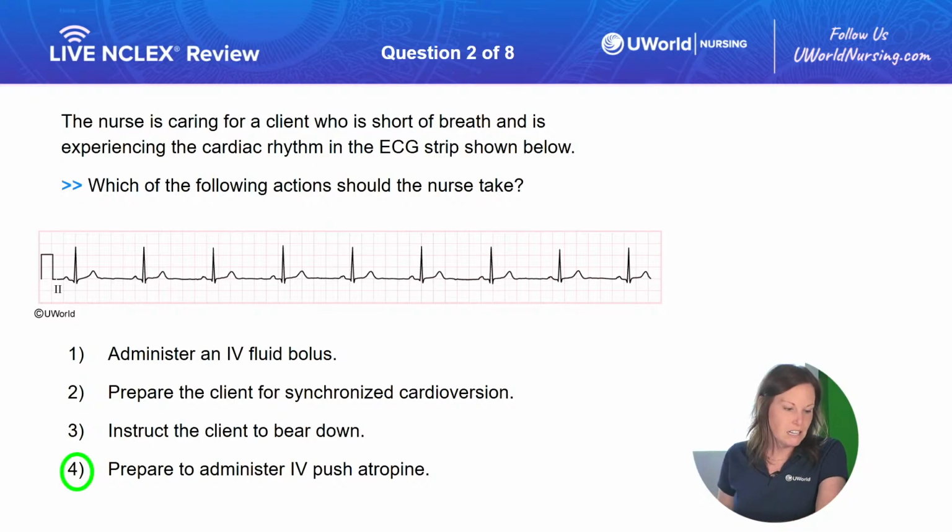All right, so you guys did great on that one. The correct answer is going to be option 4, prepare to administer IV push atropine. So what we see on this strip here is bradycardia. So we have a heart rate that is less than 60.